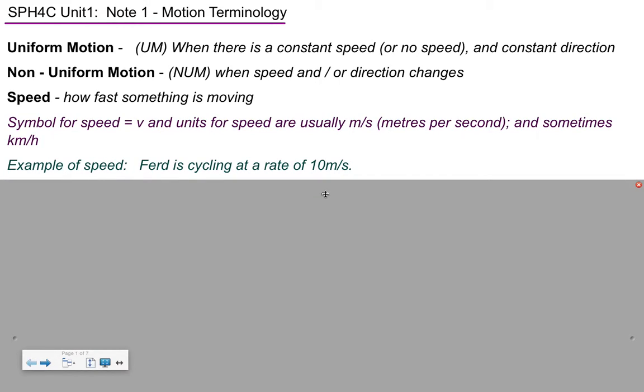An example of speed would be Ferd cycling at 10 meters per second. And there, you've met Ferd.